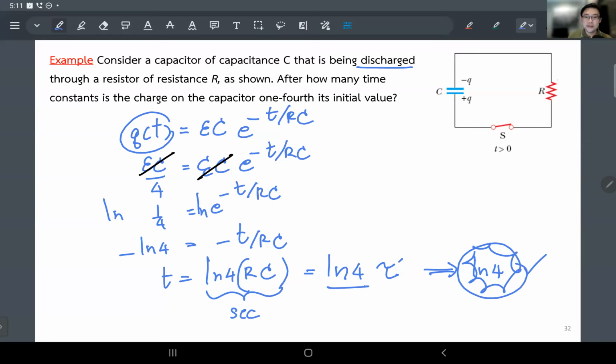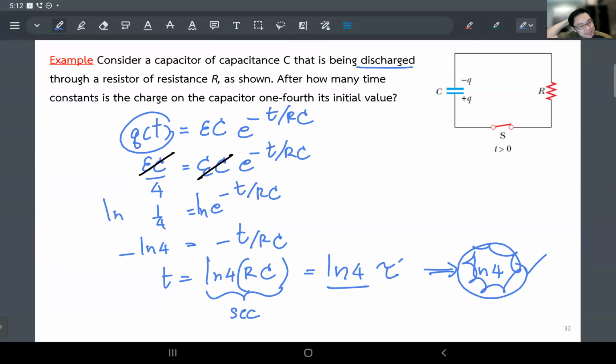You're done. And everyone says the same thing about this. It doesn't matter what value of R or what value of C, as long as you're talking about this simple RC circuit, it's going to take log 4 time constants for your charge to go down to only 1/4 of the maximum value at all times. Okay. Nice.